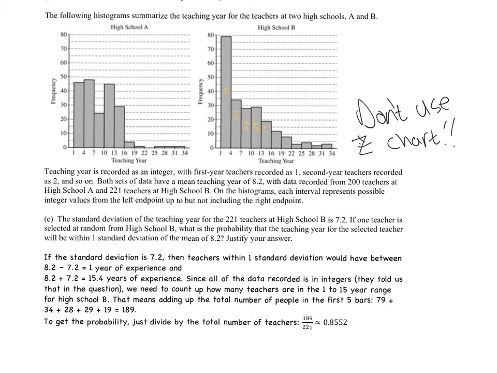But they gave you all the information you need. If our standard deviation is 7.2, within one standard deviation, we can just take the mean minus 7.2 and the mean plus 7.2.